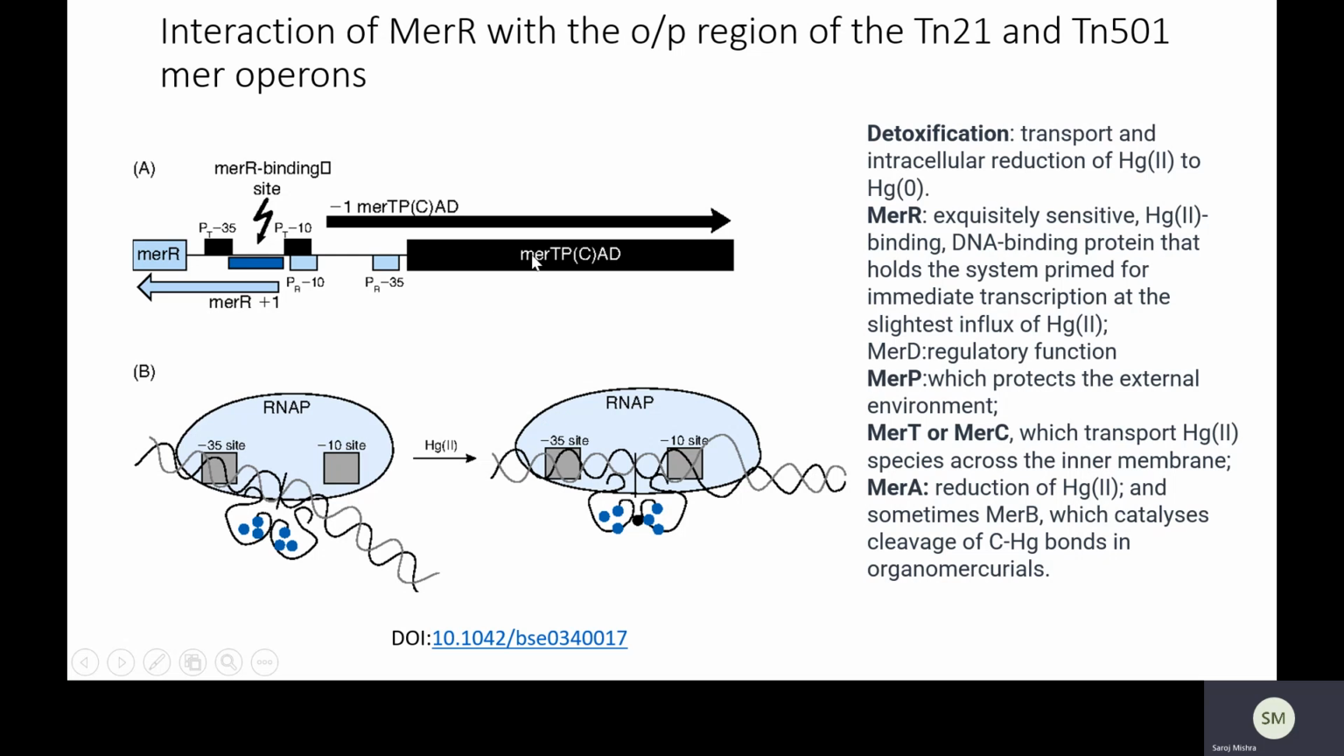It codes for enzymes which are coded by genes; MER stands for mercury. T is one gene in the operon, P is another gene, C is another gene, and capital A and capital D. All of these are genes, the products of which are responsible for detoxification of mercuric ions which enter inside the cell. In a similar manner, as you learned with the naphthalene operon, there is also a segment which is shown in between here, and this is a regulatory segment.